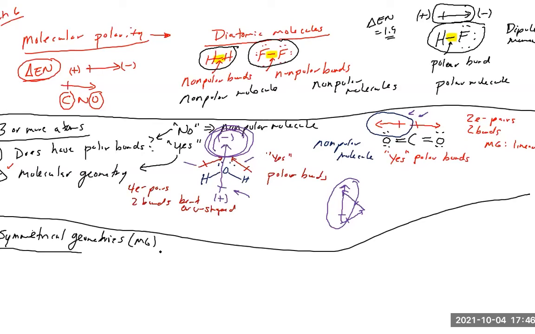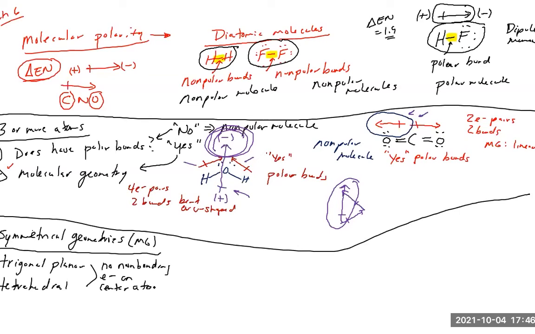And a couple of those symmetrical geometries are trigonal planar and tetrahedral. And really what both of these have in common, if you remember what they look like, is that when you draw the Lewis structure, there are no non-bonding electrons on the center atom.